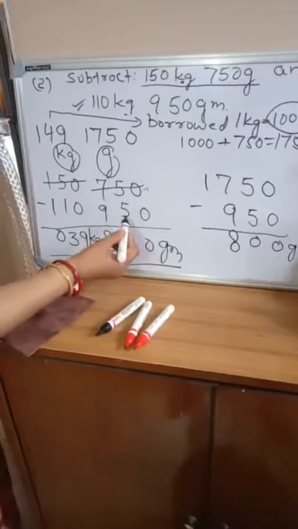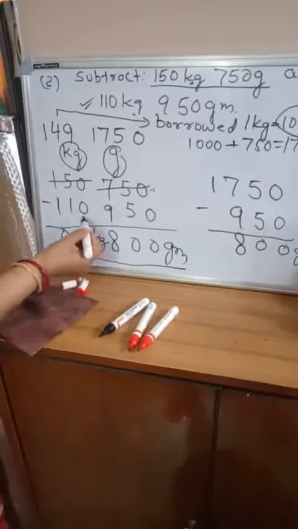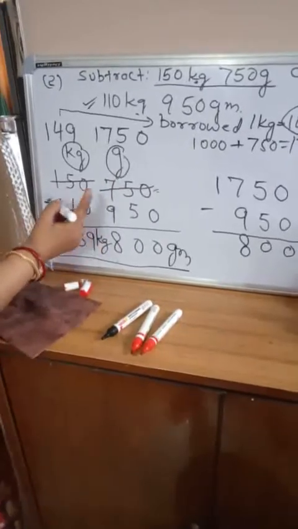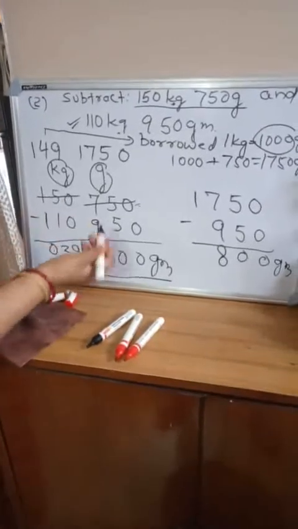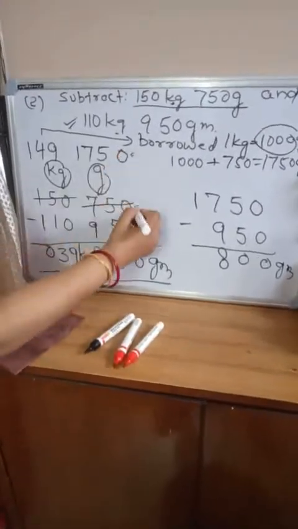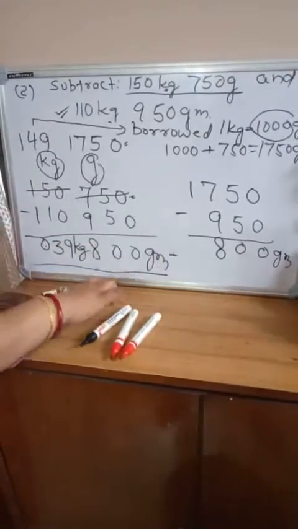Again we can check it from this number. 0 plus 0 is 0. 5 plus 0 is 5. 9 plus 8 is 17. 1 carry over. 9 plus 1 is 10. 3 plus 1 is 4, plus 1 is 5. And 0 plus 1 is 1. So whichever way we check, the answer is the same. So in this way we have to do the subtraction.